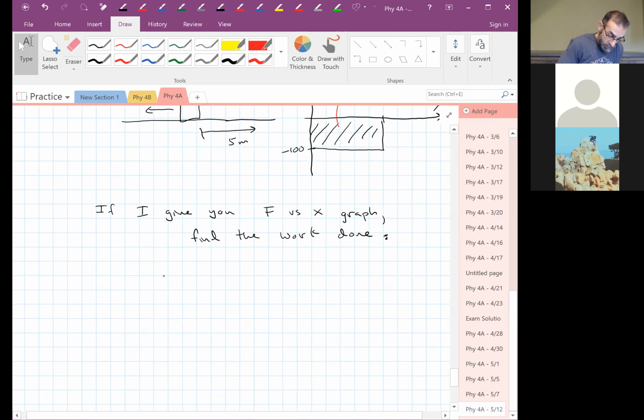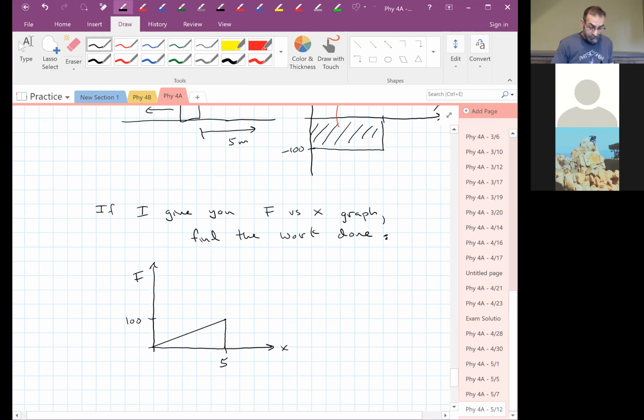So we'll use this one, F, X, 5, 100. So now my force is not constant anymore, right? As my object moves, it starts out, there's no force acting on it. As it moves, there's a small force acting on it, then a bigger force, then a bigger force, then a bigger force. As the object moves, the force changes, the force increases.